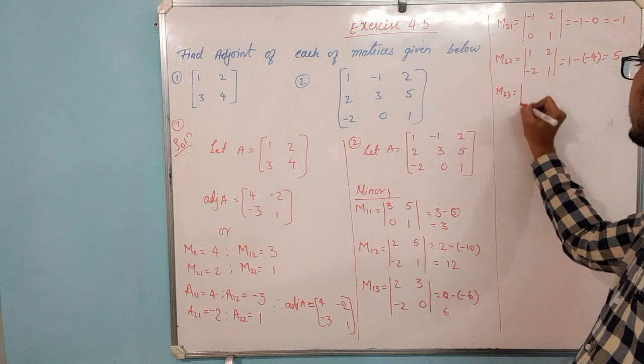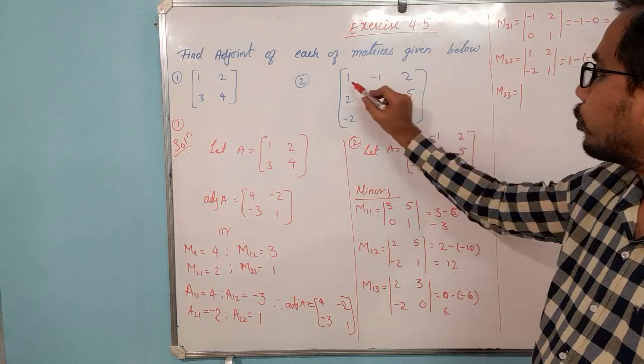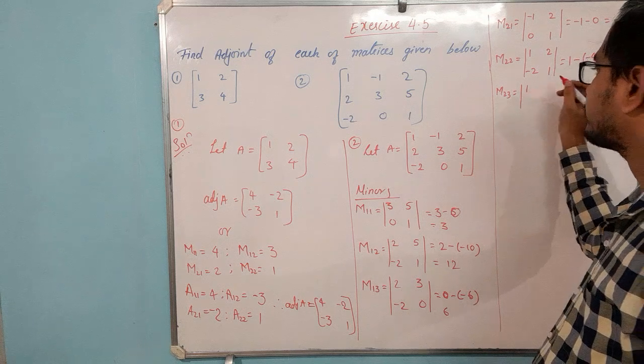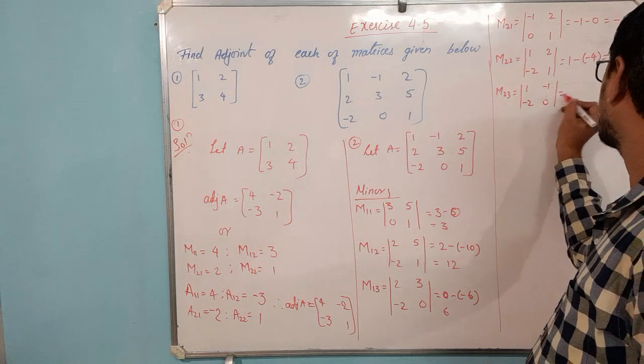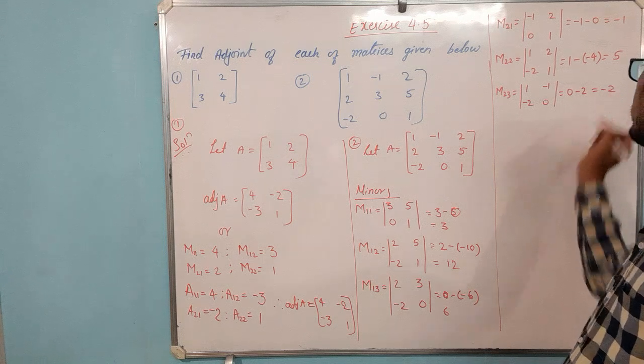M23 is the minor of A23, leaving the second row and third column. What is left? 1, minus 1, minus 2, and 0. So this is 0 minus 2, that is minus 2.